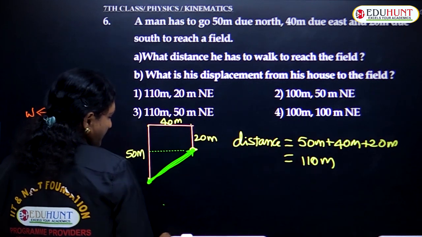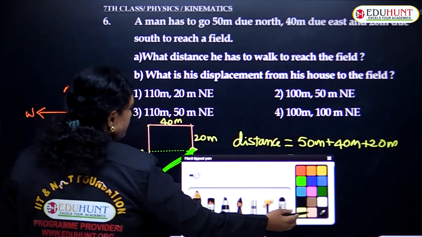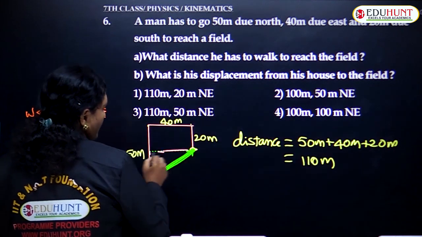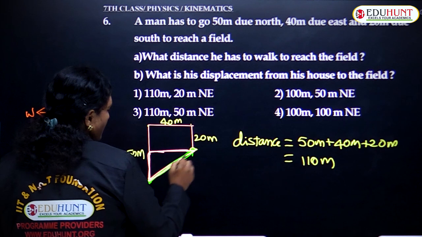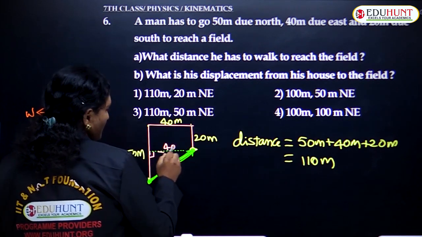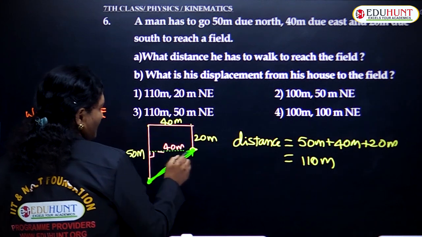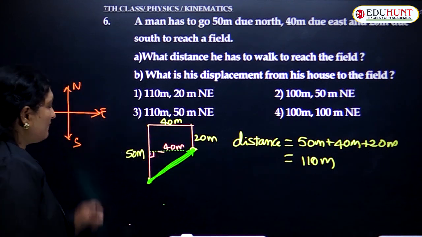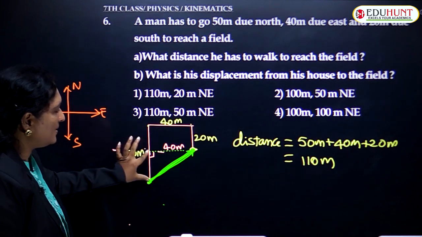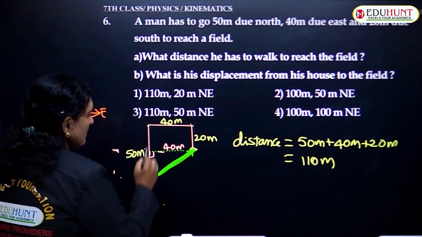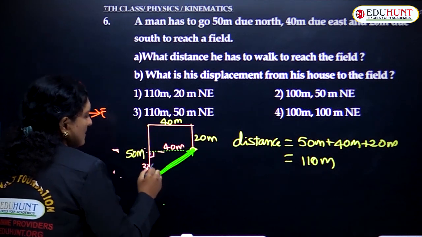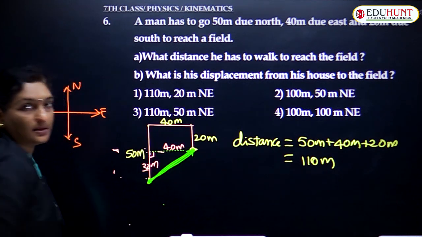Then it is very clear that it makes a right angle triangle, isn't it children? This makes a right angle triangle like this. In this right angle triangle, this length is 40 meters because this is a parallel line to it. If the total is 50 and this portion is 20, what would be the remaining length? Yes, it is 50 minus 20, that is 30 meters. This is 40 and this is 30 meters.